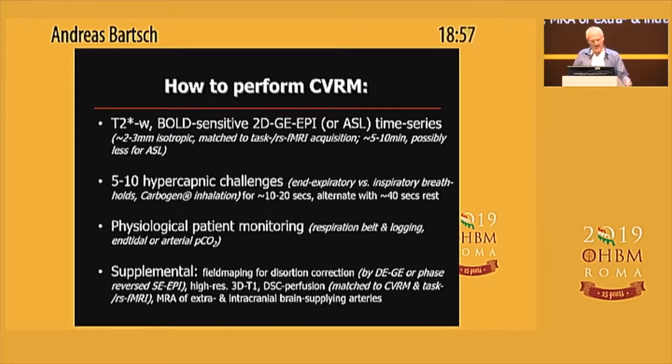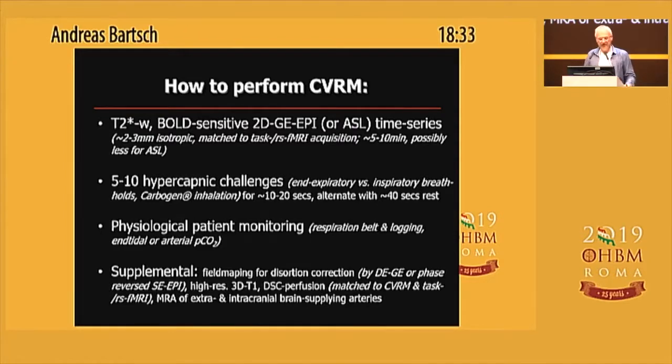But this is not what people normally do. What people normally do is they do breath hold maneuvers. You can do it end expiratory or inspiratory, or they have people inhale carbogen, which is 5% carbon dioxide. And you do this for 10 to 20 seconds and alternate with a rest, about 40 seconds. You keep your rest periods a little longer because this breathing thing can be quite stressful for the people.